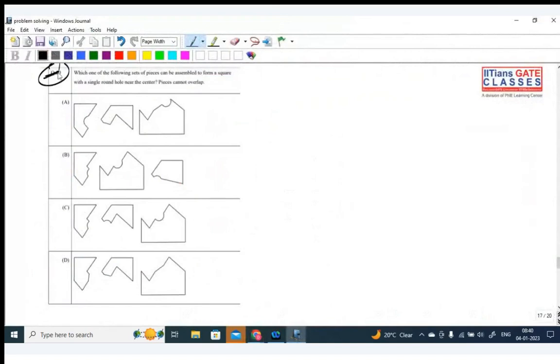And next question. Which of the following sets of pieces can be assembled? Okay, it is just like Rishabh Pant's car. You know, Rishabh Pant's car got broken into different pieces. You can't assemble it, right? And suppose you are in a factory and you are given parts and you have to construct the whole, right? So they have given, which of the following sets of pieces can be assembled to form a square, okay, with a single round hole near the center. So one hole will be there near the center. Yeah. So please solve this.